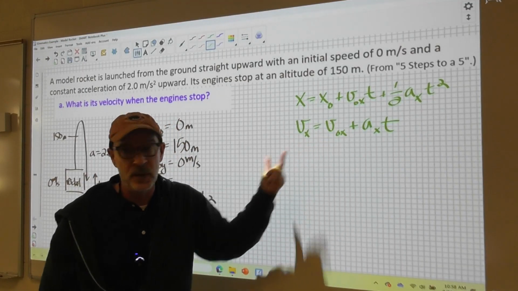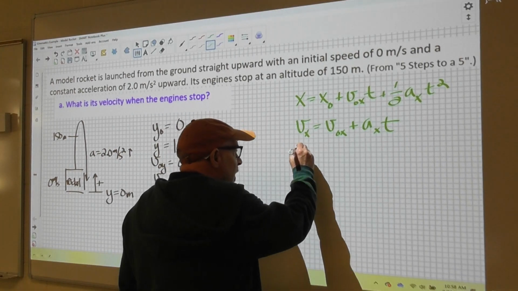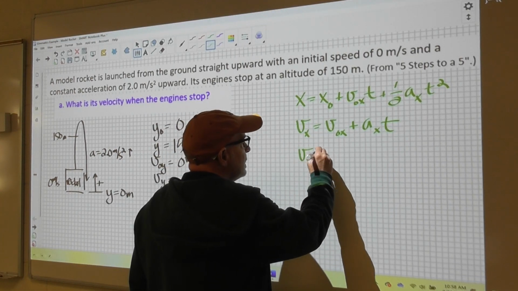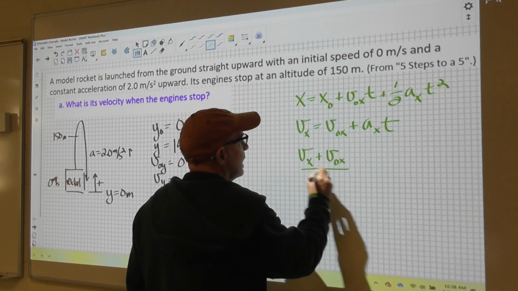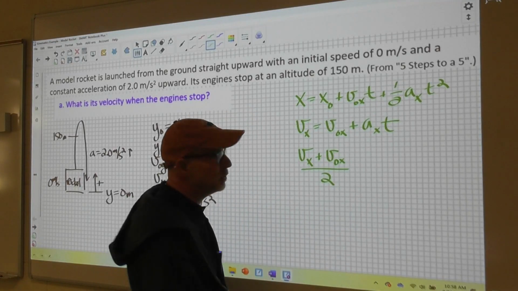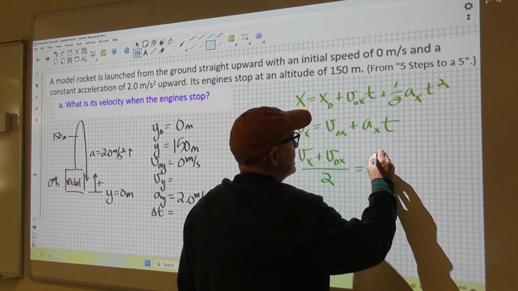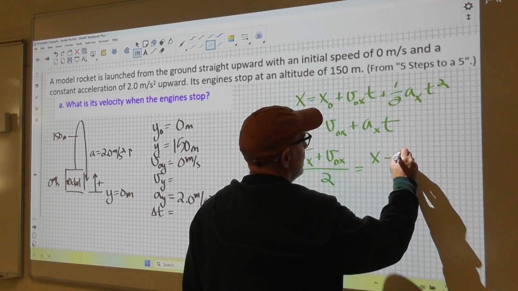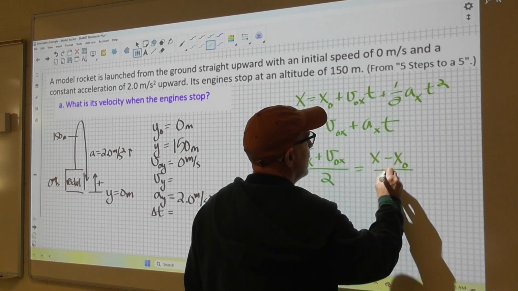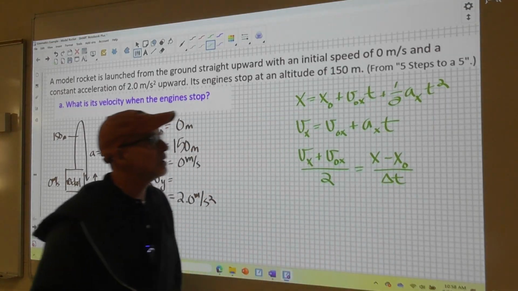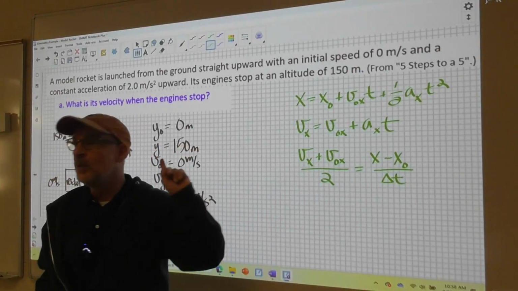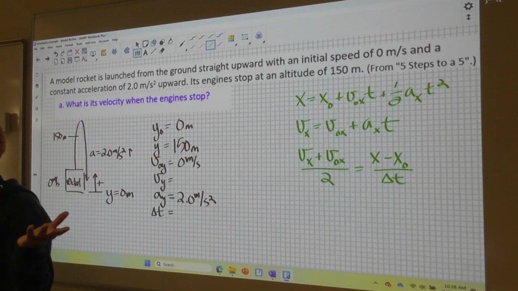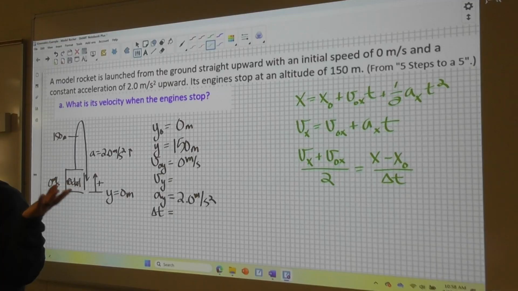Not helpful. And we had the one where you're mathematically averaging the velocities, dividing by 2 when you add the initial and final. That's equal to the displacement divided by time. Well, that doesn't help us because we don't know time and we don't know final velocity, so that's still one equation, 2 unknowns, not helpful.